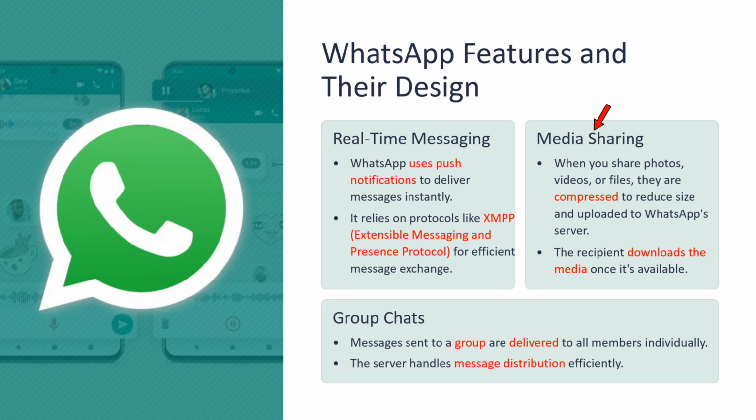Next one is media sharing. When you share photos, videos, or files, they are compressed to reduce the size and uploaded to the WhatsApp server. The recipient downloads the media once it is available.